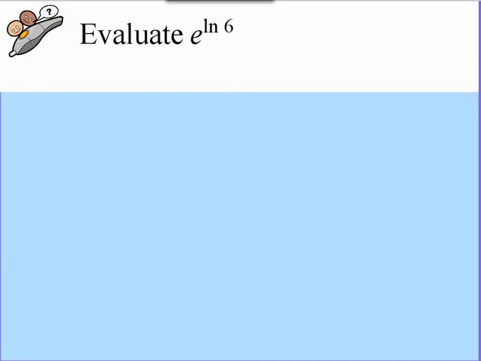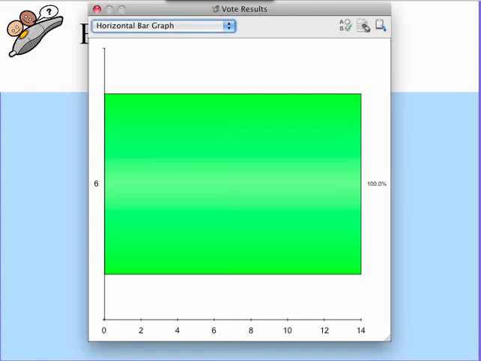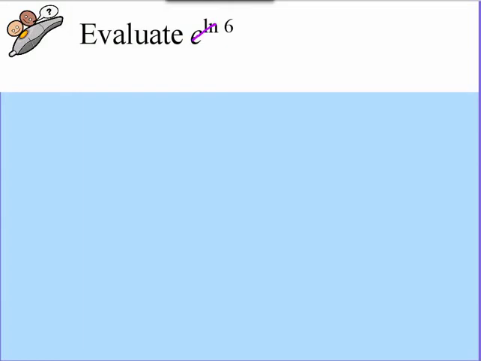So let's try this one. What is this one going to be? Once again, this isn't a real long problem. You should know right away. And let's see what the answer is. The answer is 6. Nice job. The reason why it's 6 is because the e and the ln cancel, and that leaves you with 6.